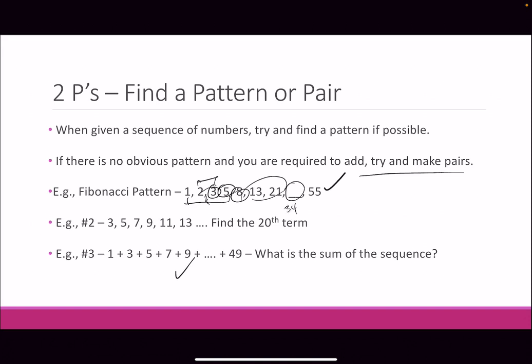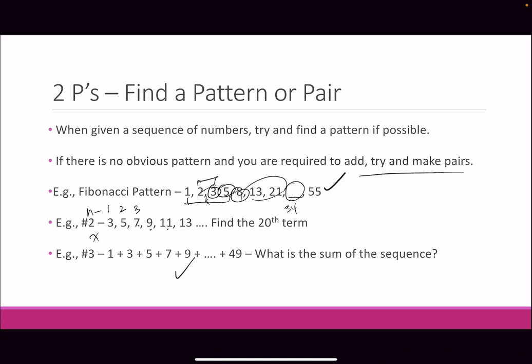For the second sequence, they're asking us to find the 20th term, and we know that the first term is 3. Again, you want to label what term each number is: term number 1, term number 2, term number 3, and then find a relationship between the term and the actual number. I'm going to call the term n, so n can be 1, 2, 3, 4, 5, and the actual number I'm going to call x. So x is 3, 5, 7, 9, 11, and so on.